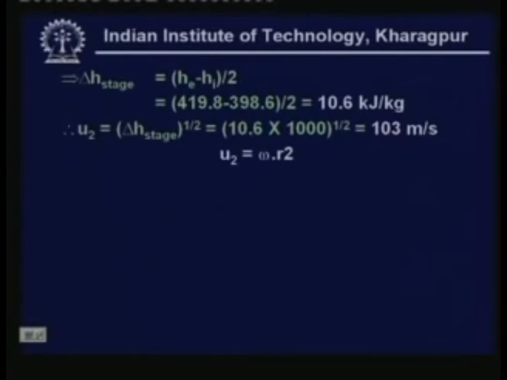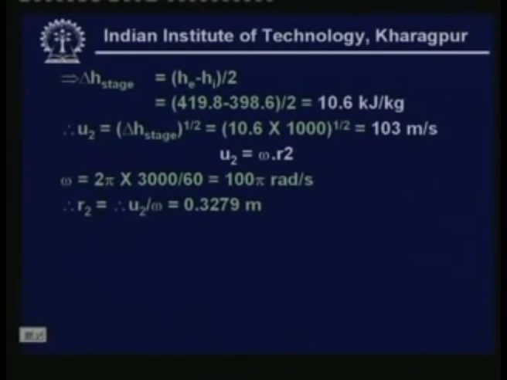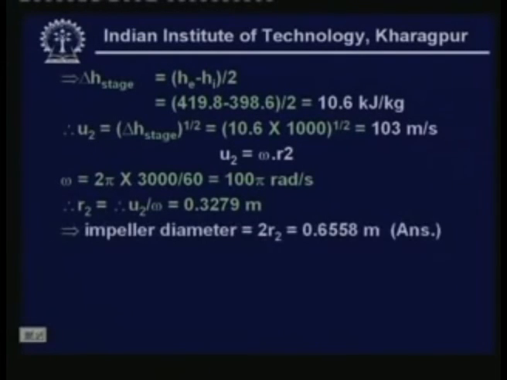We know what omega is. Omega is nothing but 2 pi into rpm by 60. The rpm is given as 3000, so you convert that into revolutions per second and multiply by 2 pi to convert it into radians per second. So 3000 rpm works out to be 100 pi radians per second. If you substitute this value, you find that the required outer radius is 0.3279 meters, and the required impeller diameter is equal to 2 into R2, that is equal to 0.6558 meter. This has to be the same for both the stages.